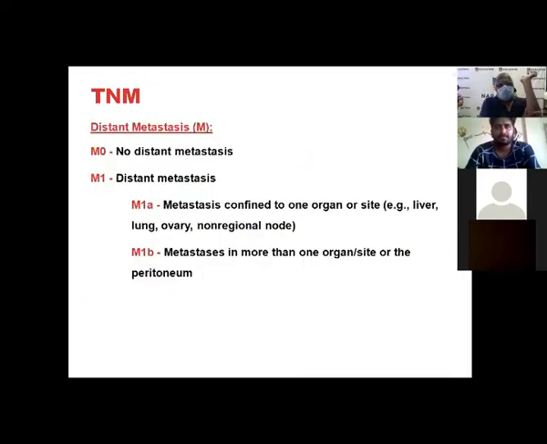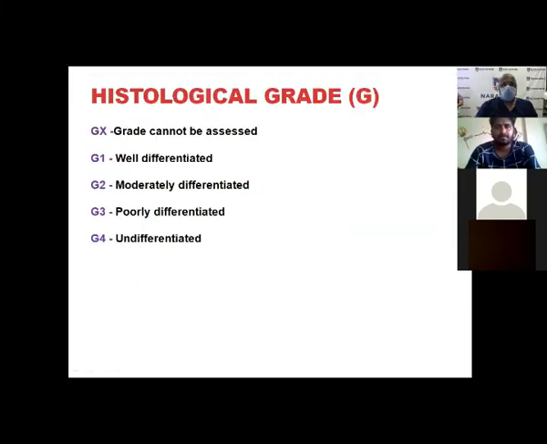Distant, M0 is no metastasis. M1 is again divided into M1A and M1B. M1A is confined to one organ only, either lung or liver or ovary or a non-regional node, that is a sentinel node, or the left supraclavicular node. M1B is more than one organ or site or the peritoneum. This is histological grading. GX cannot be assessed, G1 well differentiated, G2 moderately differentiated, G3 poorly differentiated, G4 undifferentiated.